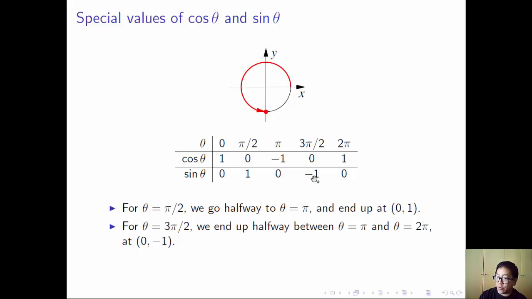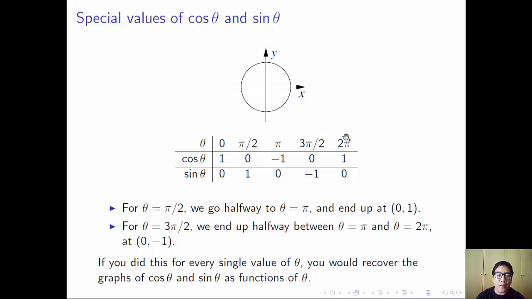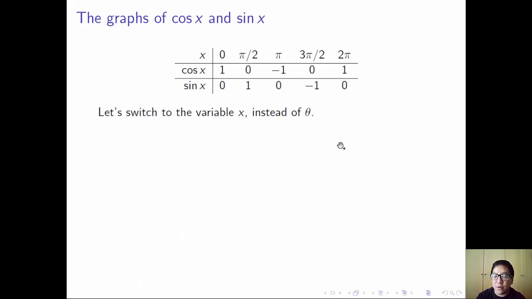Great. So what does that tell us? Well, in principle, if you do this for every single value of theta, then you recover the graphs of cosine theta and sine theta as functions of theta. But even just with these 5 values, you can get a lot of information. So having done that, let's switch to the variable x instead of the variable theta. And we're just going to use these 5 values of x to try to sketch the graphs of cosine and sine just a little bit.